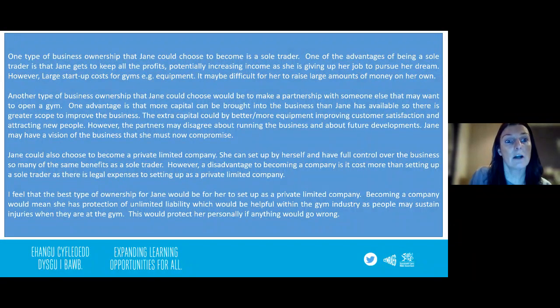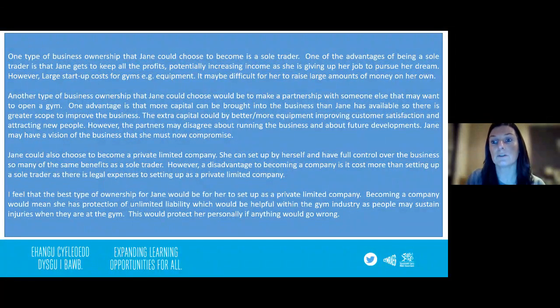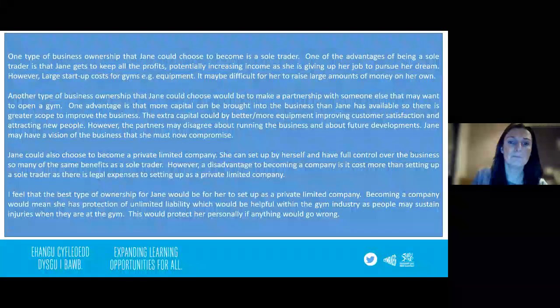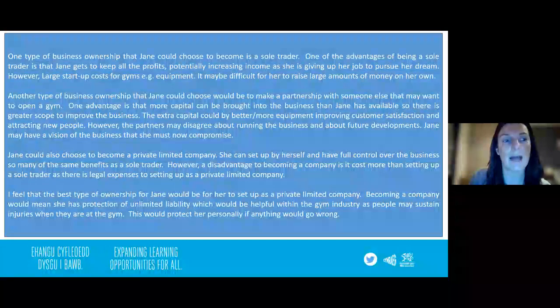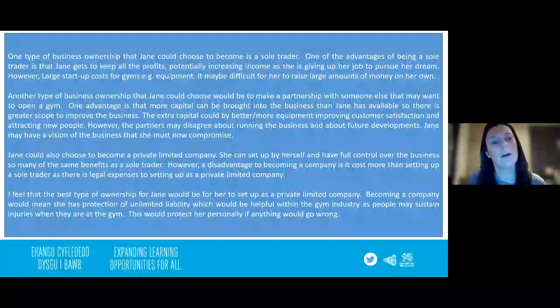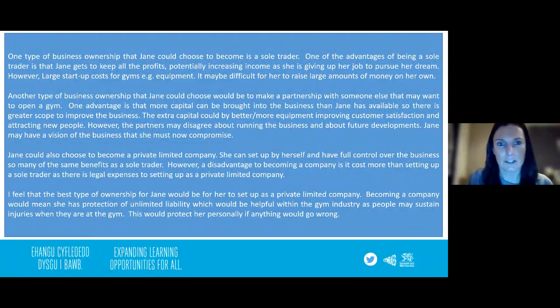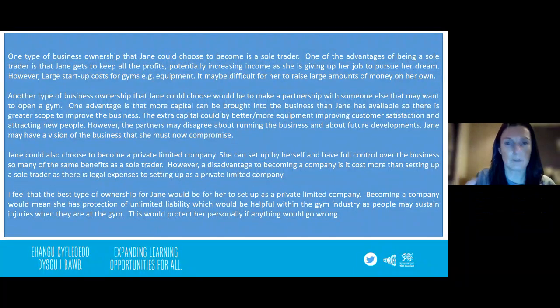However, large startup costs for gym equipment, it may be difficult for her to raise large amounts of money on her own. So I've said an advantage, I've given some context to it, but then I'm analysing it by saying, however, there is a disadvantage to being a sole trader. Okay, so it gives that balanced argument.